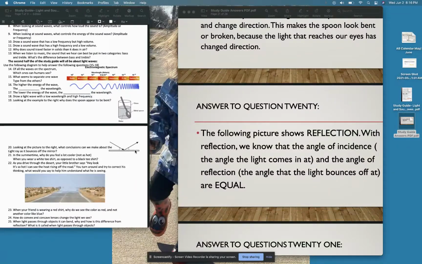So with reflection, the two angles are equal. But with refraction, remember, those two angles are going to be different. That's why the light bends or changes direction.